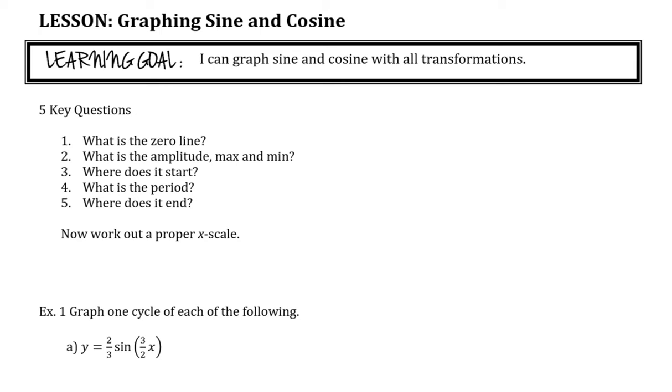Okay. So the 5 key questions are: from the equation, we look at what is the zero line, what's the amplitude, and we're going to use those 2 properties, the zero line and the amplitude, to find the max and the min. Points on each sine and cosine occur on the max and the min, so we need to know what those values are. Then we determine where does it start, we determine what is the period, and from that we can determine where it ends. Okay. And like I say, we're not really done yet, because then we have to go and work out a proper X scale.